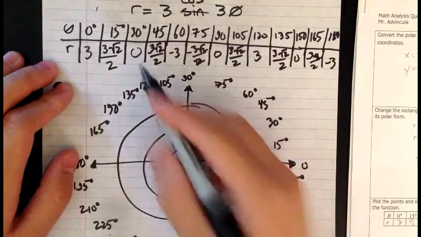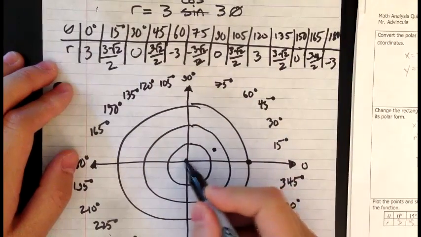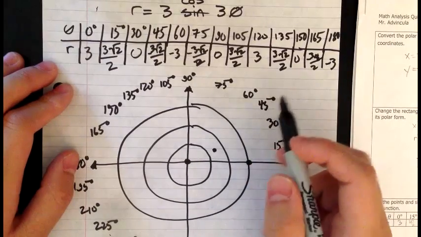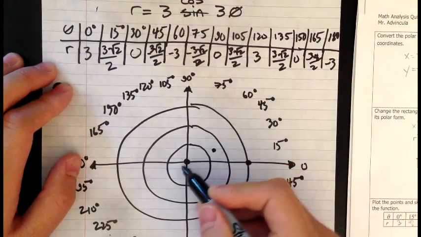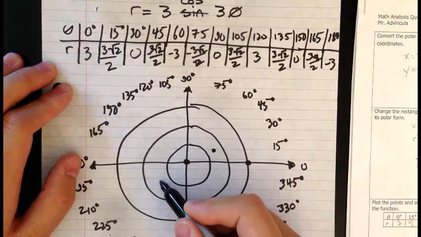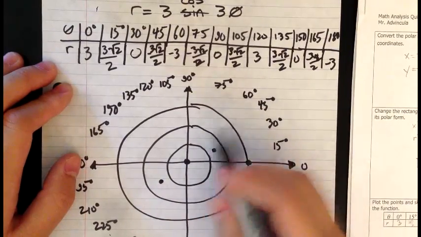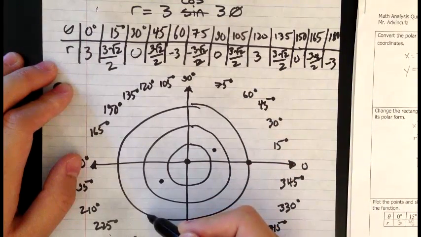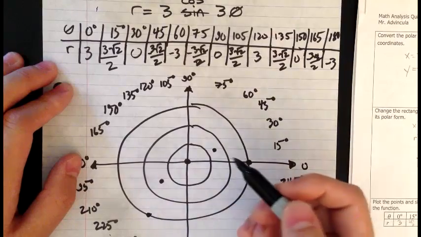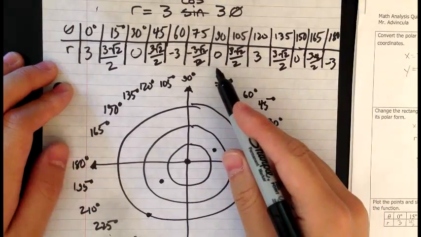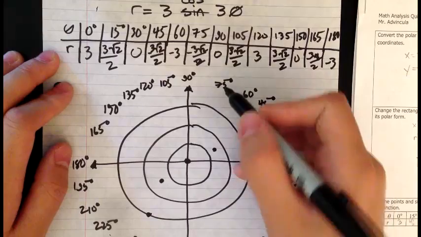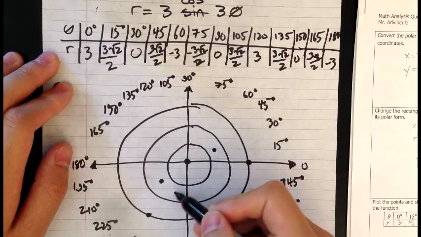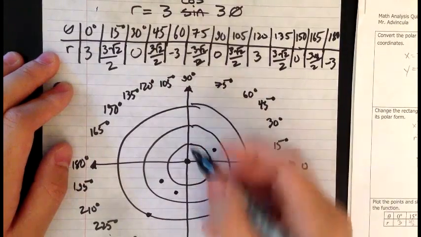Next is 30. 30 is 0. 0 right here. Negative 3 square root of 2 over 2. That means it's over here. Oh my goodness. 60, negative 3. Somewhere around here. 75, negative 3 pi over 2. Well, right around here. 90 is 0, 0.